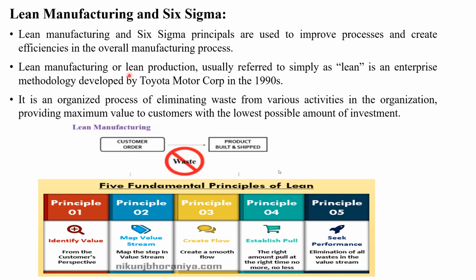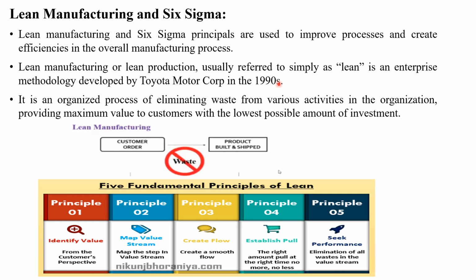Lean manufacturing was implemented in Toyota Motor Corporation in the 1990s. The major aim is identifying and eliminating waste from various activities in the organization, improving the process efficiency and increasing the output. So this is called lean manufacturing.